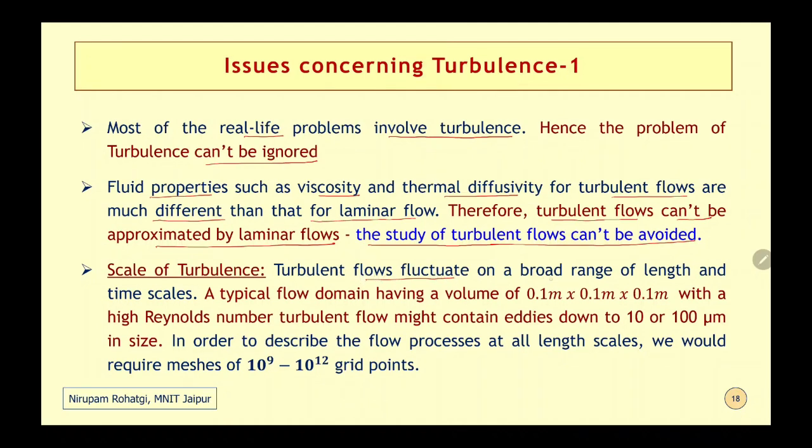Now turbulent flows fluctuate on a broad range of length and time scales. Okay, which means that they have different sizes and different speeds. Time scales means their rotational velocities are different, and length means their sizes are different. Okay, a typical flow domain having a volume of, now we are talking about a volume of 0.1 meter by 0.1 meter by 0.1 meter. That means 10 centimeter by 10 centimeter by 10 centimeter, right? As small as that. With a high Reynolds number, the turbulent flow might contain eddies down to 10 to 100 micrometer. That could be the size of the eddies.